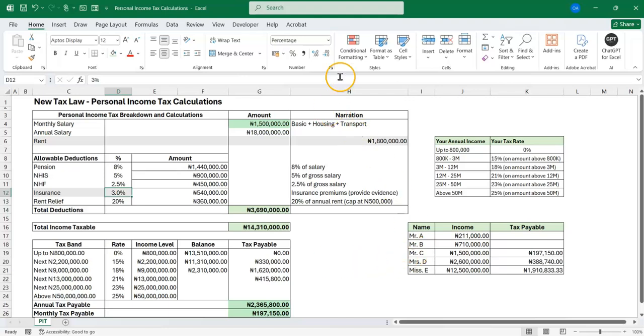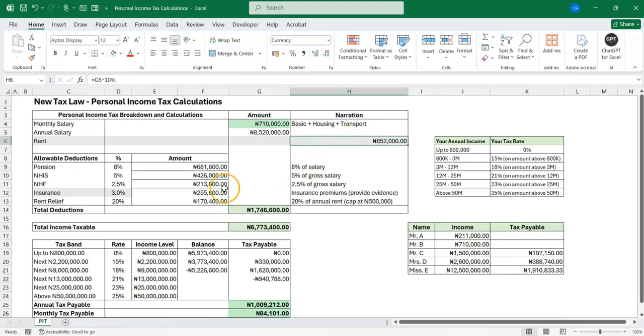So let's go to the next category, which is Mr. B. Mr. B falls in the category of people that earns between 3.3 million to 12 million. So let's see his tax liability. We can come here and say, oh, we know that Mr. B earns 710,000 naira monthly. So we can come here and put 710,000 naira, and that's it. So his annual income is 8.5 million.